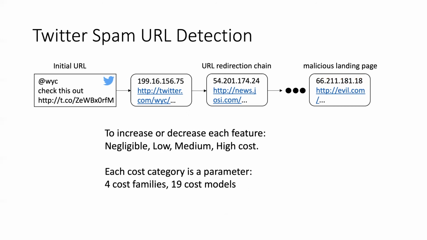The allowable changes by the attacker for each cost category is the parameter. And we have experimented with four cost families and 19 cost models in total to compare the trade-off between robustness and accuracy for different cost models in our paper.